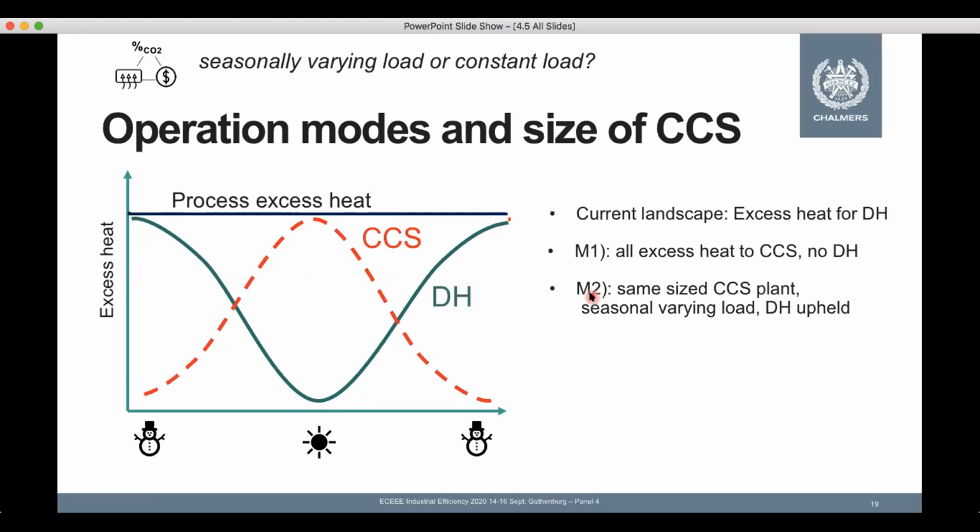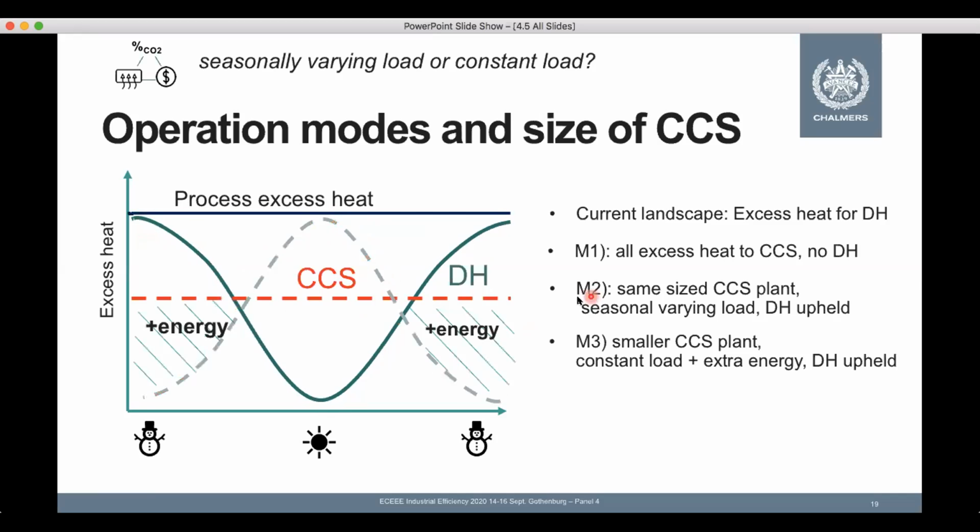That's the second option. The third option is to build a smaller CCS plant than in option 2, and to keep operating under a constant load. Motivation for that is to lower the plant size and have a lower capex impact. The problem is then that you might need some additional energy to run the plant at this constant load when there is not enough heat. So these options I just wanted to illustrate before I tell you more about the study.